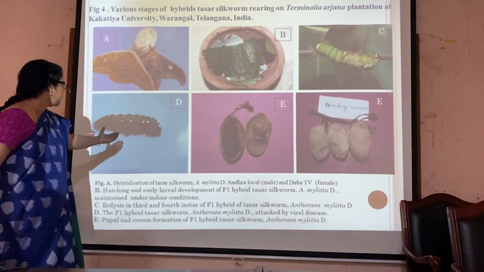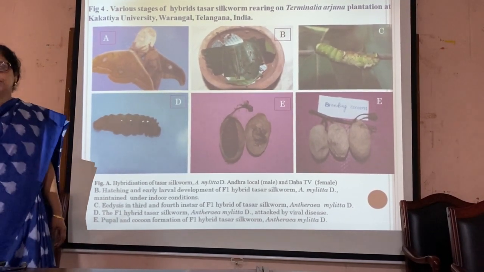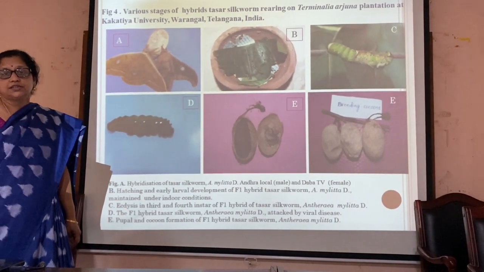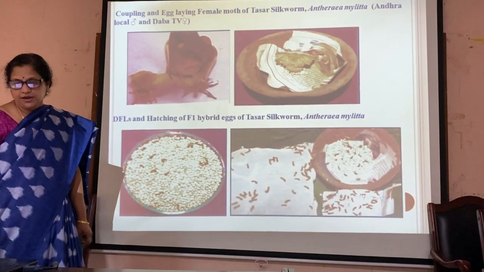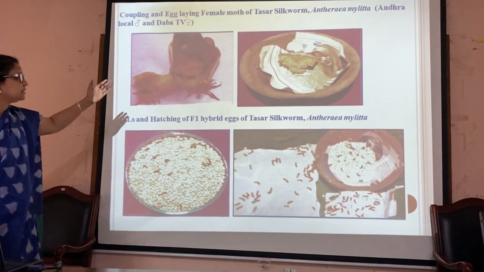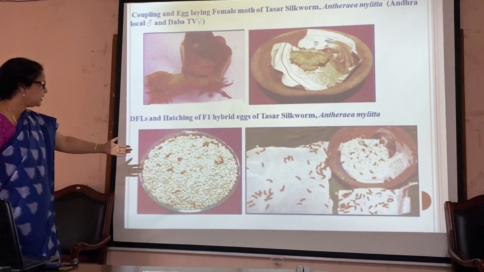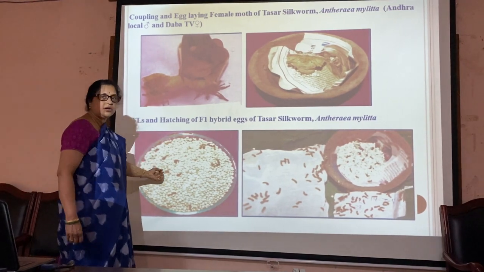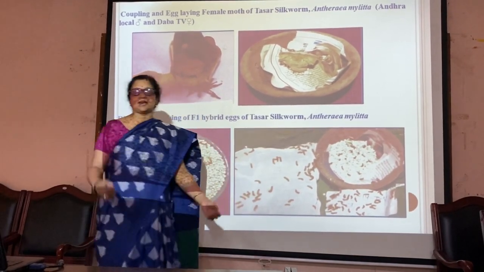So this is an example of a silkworm which is attacked by viral disease. During the course of this rearing period, our silkworms have undergone several viral and bacterial diseases. And this is the coupling and egg laying of Andhra local and Daba TV, which is the F1 generation. And here these are the disease free layings, and here you can see small eggs being hatched, and you can see the small insects. At this stage the silkworm is known as ant because it looks like an ant.